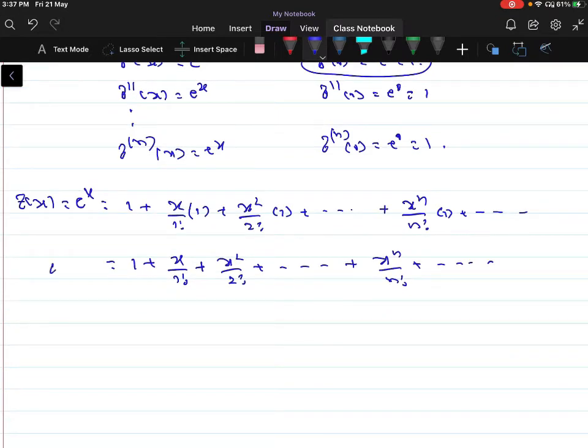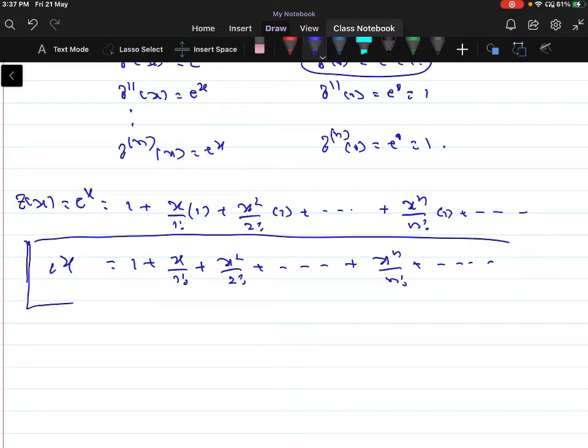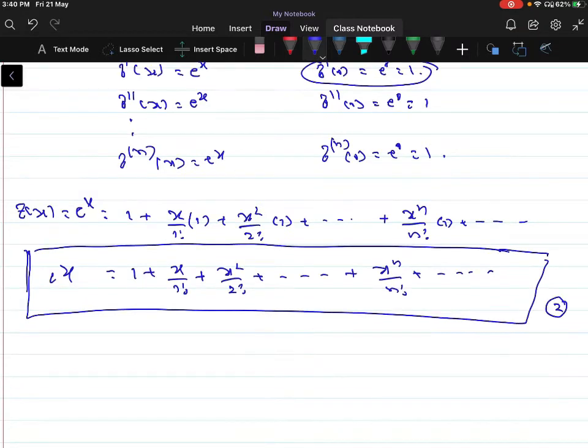So this is e power x. This e power x can be written as the power series expansion. Let us call it equation 2. Equation 2 is an infinite series.